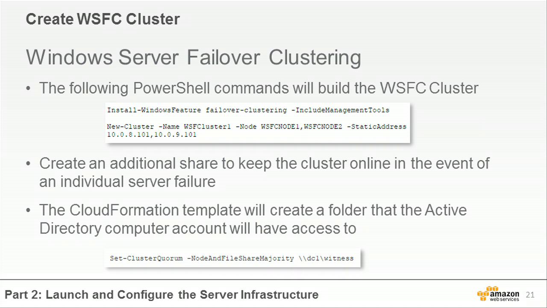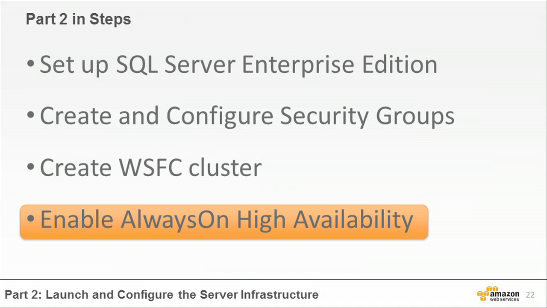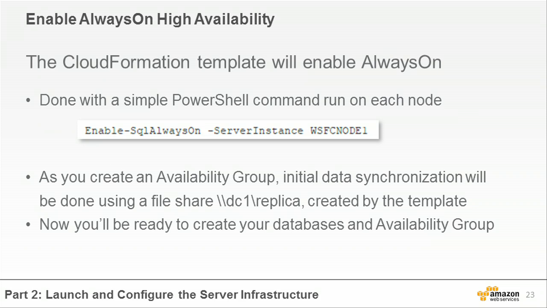And then the last piece is to enable the Always On high availability. This is something that's done in PowerShell. It enables that capability for each node, and it will run the SQL Always On capability. That creates the availability group and does an initial data synchronization, which will be done again by a file share that was created on the main domain controller. There's another file share called DC1/replica created by the template. That's the initial data synchronization point that's used as part of that third-party witness or replication node.